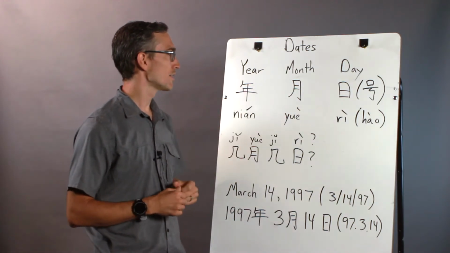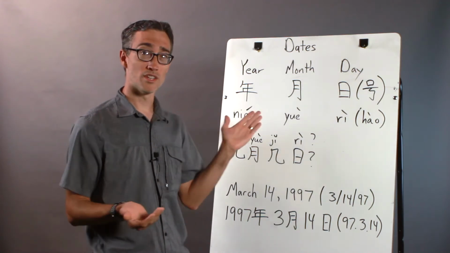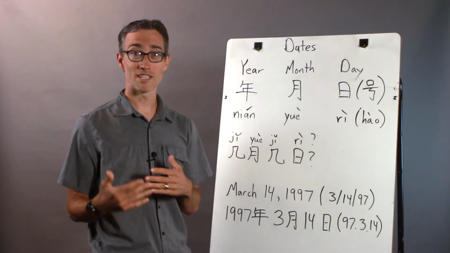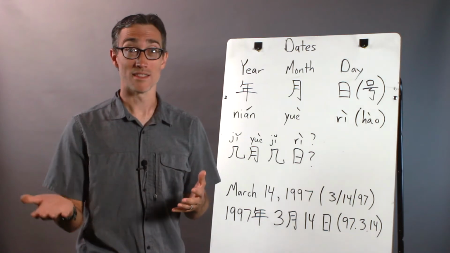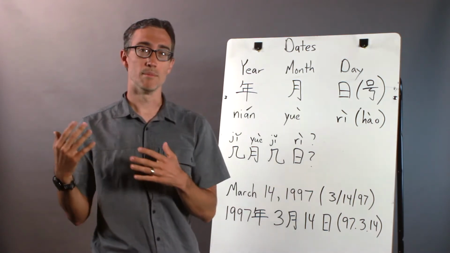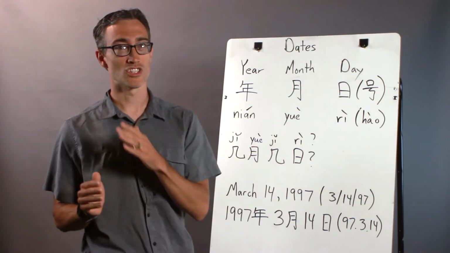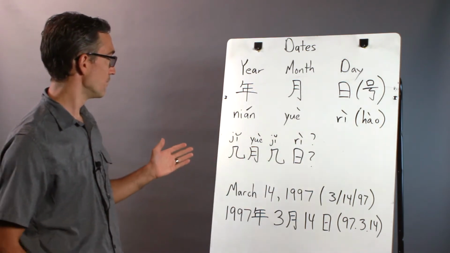I want to point out quickly about yue that you don't put a measure word between the number and yue, because if you do, let's say if I say 3个月, that means 3 months, not March, the third month. It means 3 months. So if I talk about 3 months, I say 3个月. If I talk about March, it's just 3月. So I want to point that out. There's no measure word there.